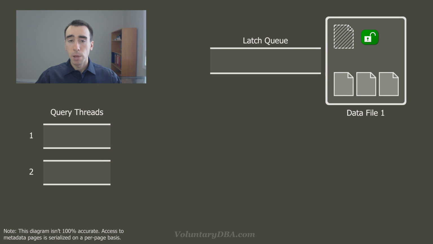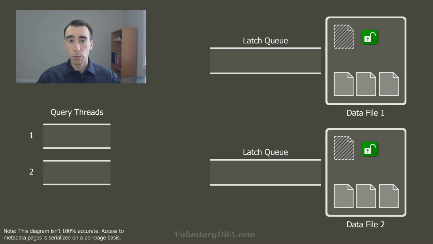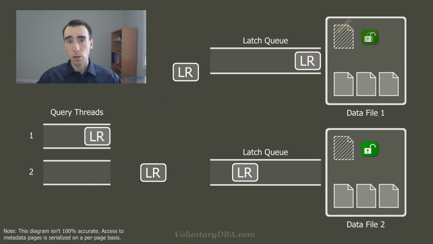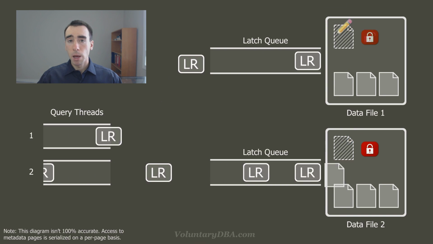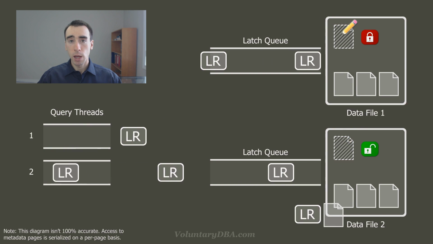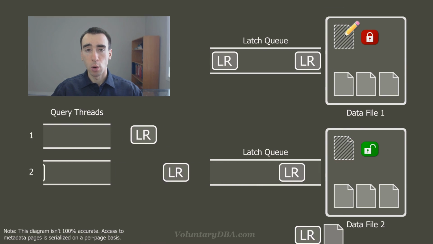Because a set of metadata pages exists in every data file, we can add more data files to spread out the requests. While the latch queues still exist, there are now more of them, and they're all processing requests concurrently. This reduces the amount of time a thread spends waiting in the queue, and the less time it spends waiting, the faster it can get its work done overall.